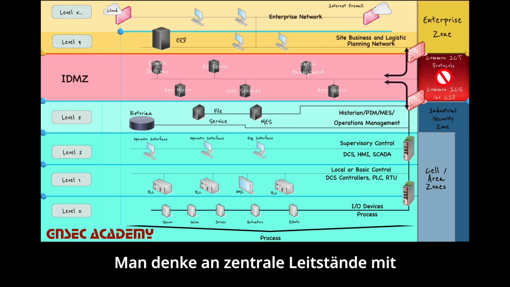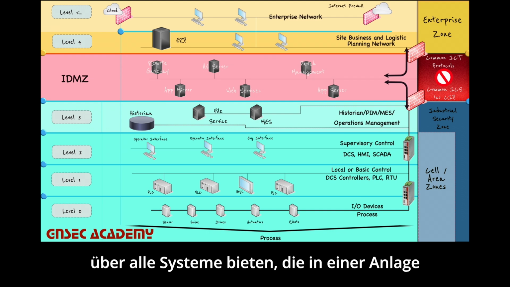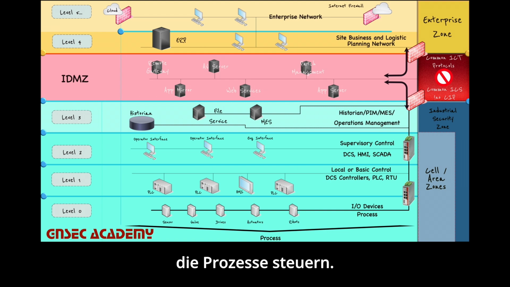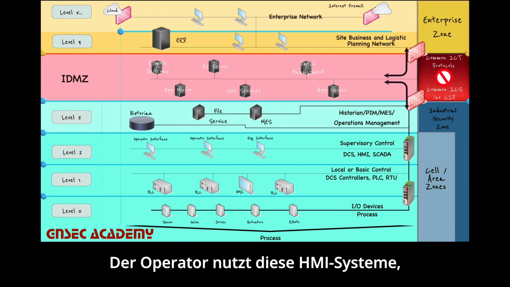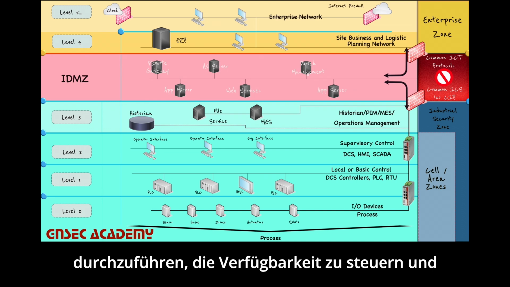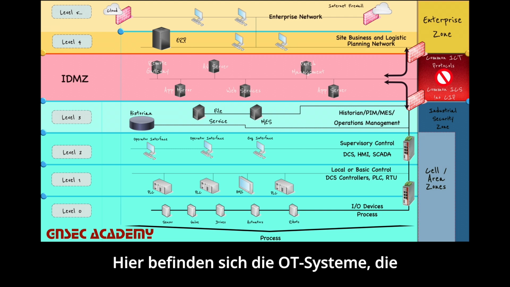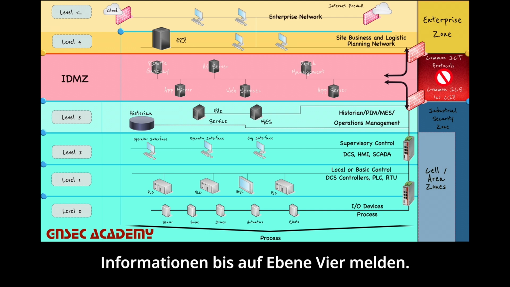Think of centralized control rooms with HMIs and operator terminals that provide an overview of all the systems that run the processes in a plant or facility. The operator uses these HMI systems to perform tasks such as quality control checks, managing uptime, and monitoring alarms, events, and trends. Level 3 site operations is also where the OT systems that report back up to IT systems level 4 live.